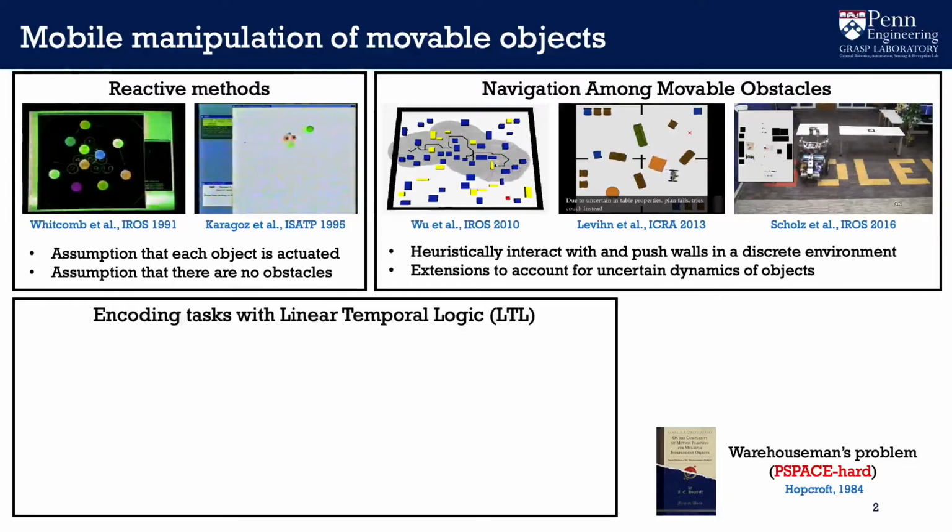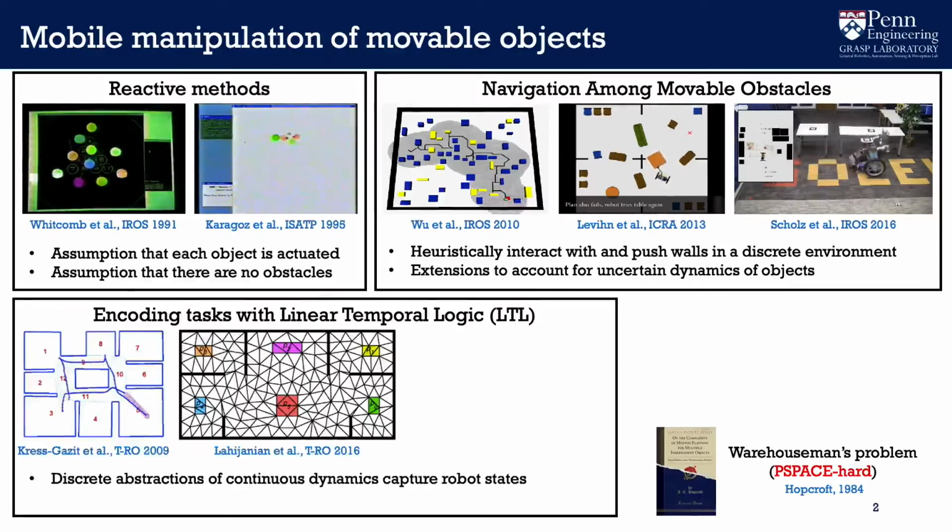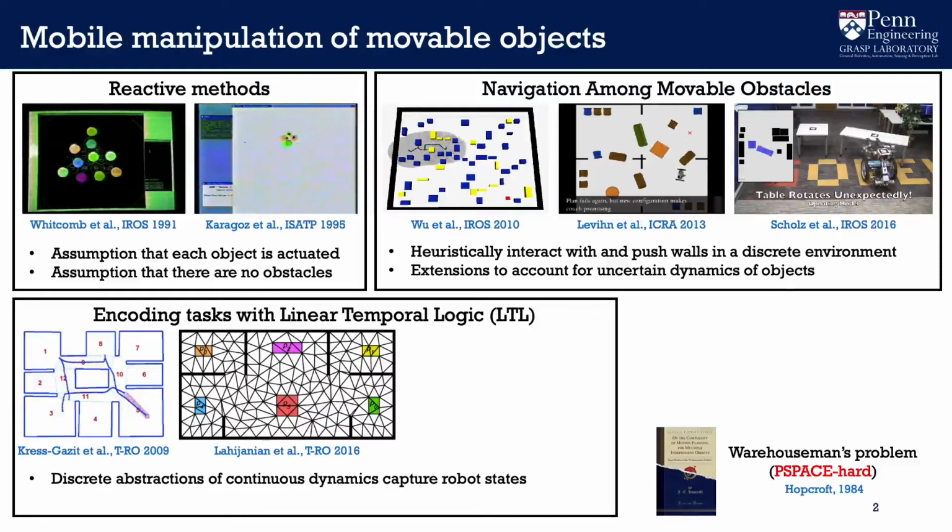What was more interesting to us was that this problem of mobile manipulation and object rearrangement is intrinsically a task planning problem, and linear temporal logic has been employed for many years to encode tasks that involve navigation. Of course, past work has used just discrete abstractions of continuous dynamical systems to capture robot states, and replanning is again needed when something unexpected happens.